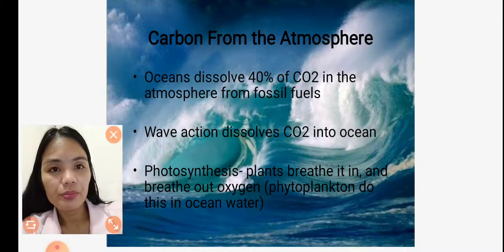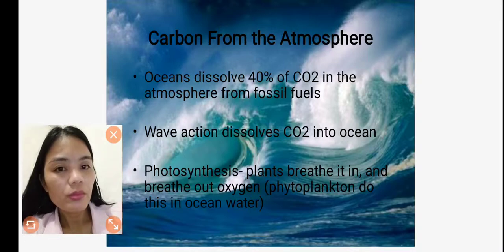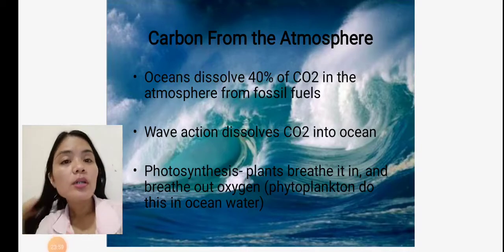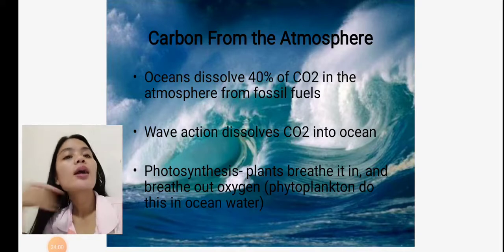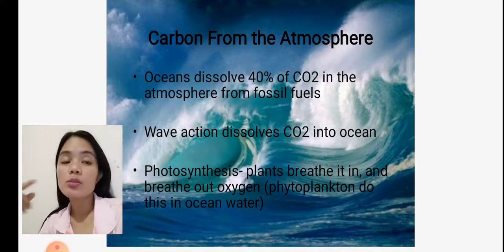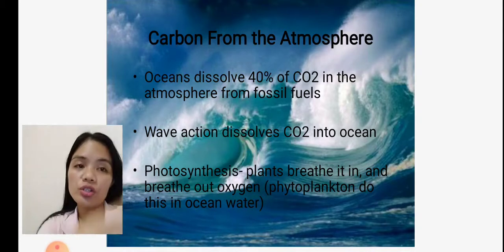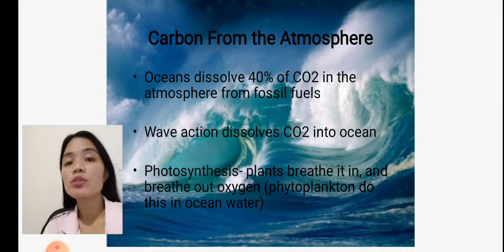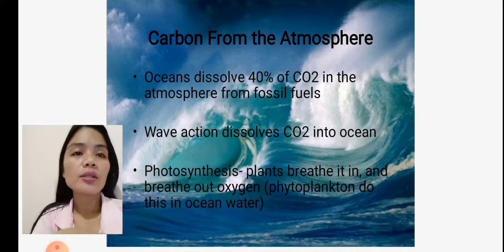Tuloy ko na po. Photosynthesis ay the process of food making in plants. The raw material used is carbon dioxide. So, plants breathe it in, yung carbon dioxide, and breathe out oxygen. So, in the ocean water, ang gumagawa naman is the phytoplankton. Meron pa ba?